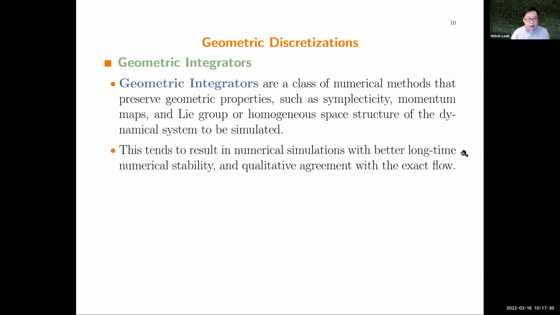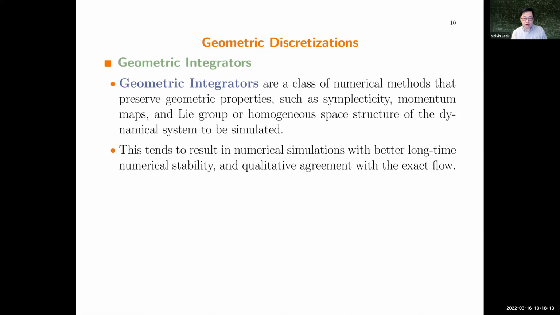And now let me say something about geometric integrators. So geometric integrators are a class of numerical methods that preserve geometric properties. So things like symplecticity, momenta, or what oftentimes happens is that the dynamics of your problem evolve on a curved space. And that curved space might have some structure like a Lie group or homogeneous space structure. And you might want to construct numerical methods which respect that sort of underlying manifold structure as well. And the reason why one is interested in respecting those kinds of geometric conservation properties is because obviously if it is a geometric invariant, the dynamics evolves on a level set of that invariant.